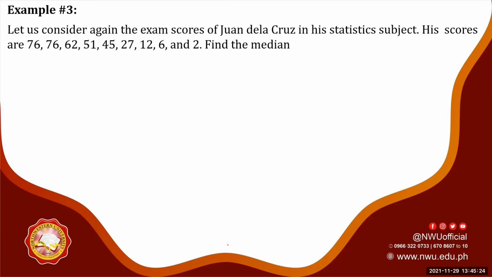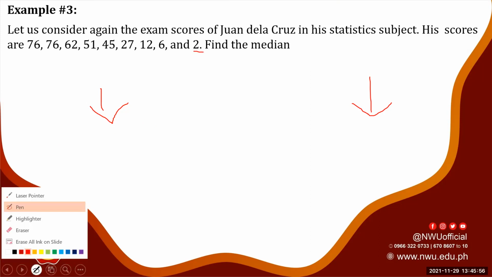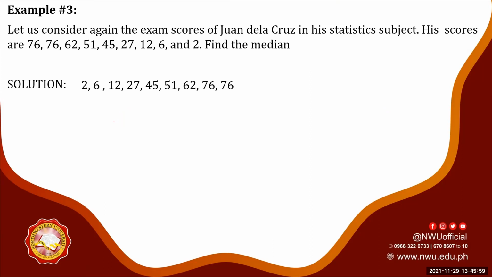For example, you are considering this set of exam scores by Juan de la Cruz again. But this time, ang hinahanap mo is the median. Ang sabi natin, when we find the median, ang una nyong gagawin is to arrange. I-arrange mo muna yung data in an increasing order. Meaning, yung pinakamababa yung nandito, while the largest number will be here. Therefore, ang pinakamababa is 2, kaya magiging ganito yung pagkakasulat. So, 2, 6, 12, 27, 45, 51, 62, 76, 76.